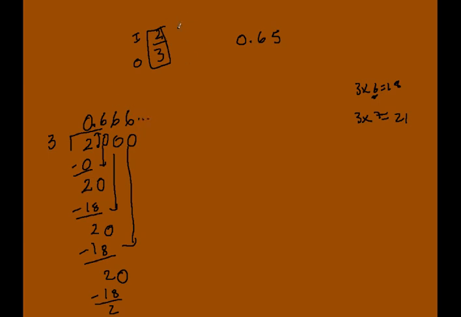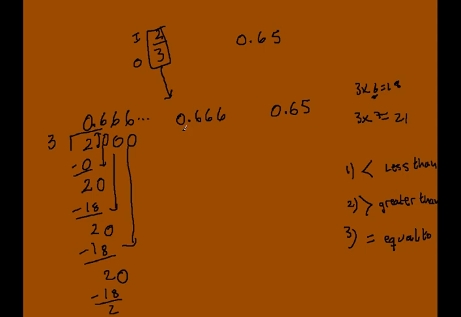Now, how would we compare 2/3 and 0.65? Now, what did we change 2/3 into? 0.666, and 0.65 is here. And what do we use to compare? We use three symbols, right? This one that they call less than, this one greater than, and this one which is equal to.